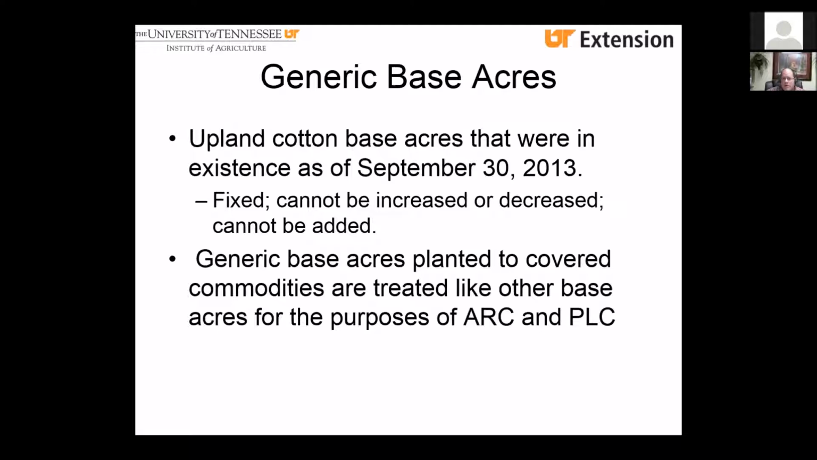And those generic base acres that are planted to a covered commodity, and in Tennessee the main covered commodities are corn, soybeans, wheat, some milo, maybe a few areas with some canola, maybe some barley, some things like that. Those base acres that are planted to a covered commodity will be treated just like any other base acres for the purpose of the payment programs of ARC and PLC.